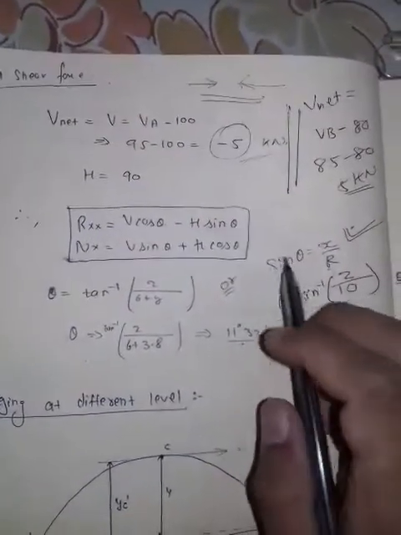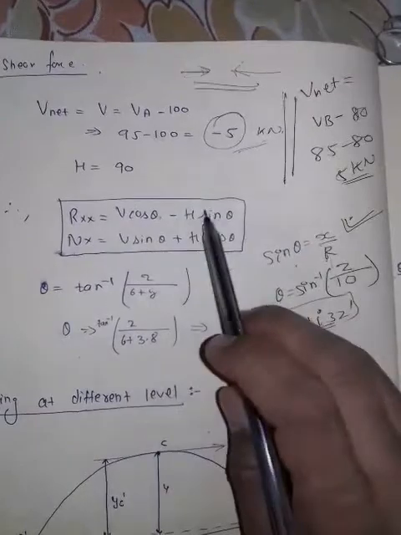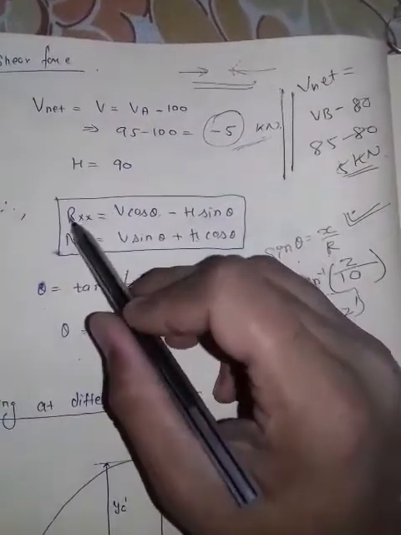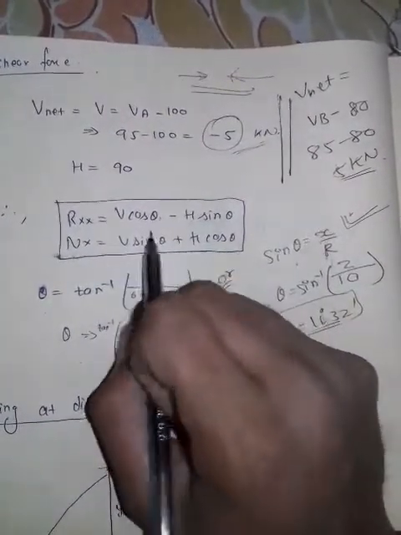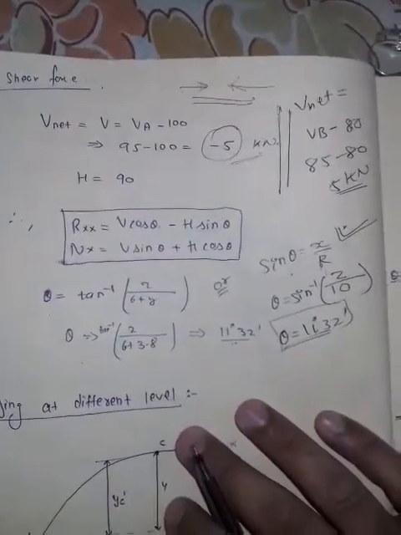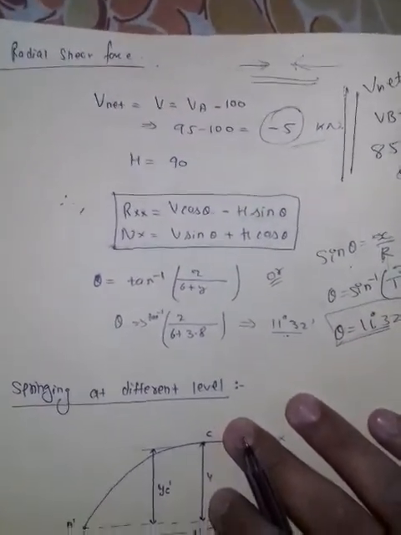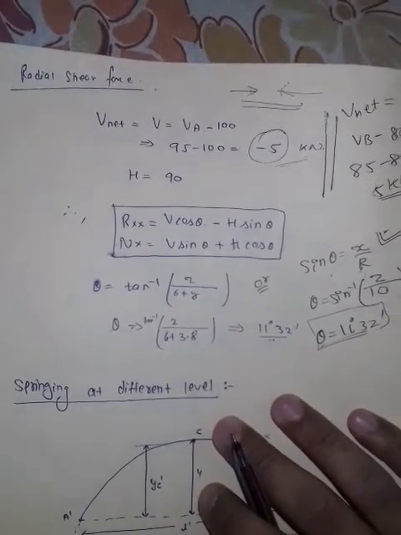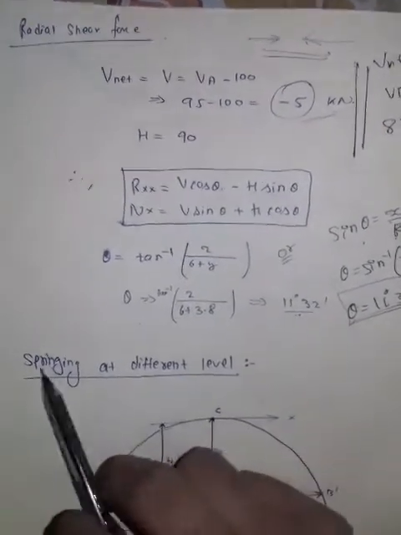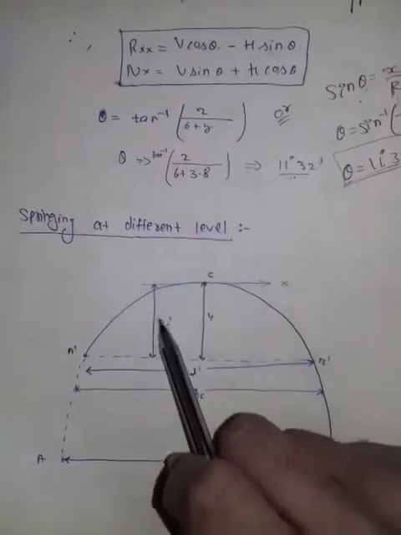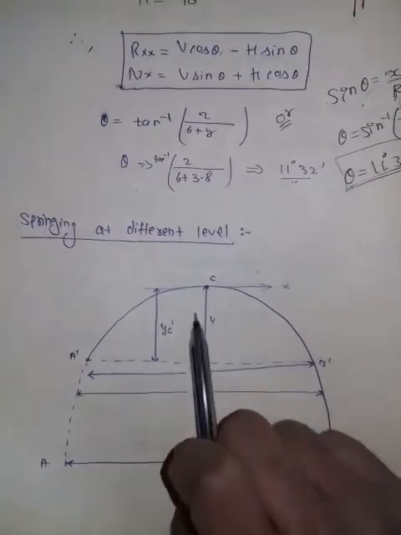Okay, so we know the value of the theta and the V and the horizontal thrust. So put these values in this, and we have just calculated the theta, radial shear and the normal thrust. Okay guys, so in the next class I am taking one more example on the springing at different levels, which is very important for your semester examination.